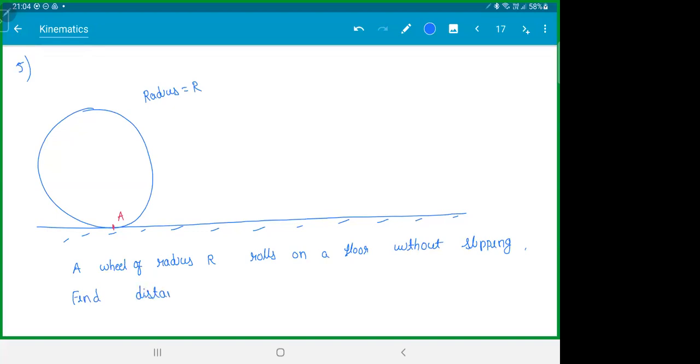Especially when you hear this word distance in questions, right? They're a little on the higher end. Find the distance traveled by A in one revolution of the wheel. Again, I'm telling you, when you hear the word distance, have some fear. Don't be in a hurry. Think, because you get trapped easily in one revolution.